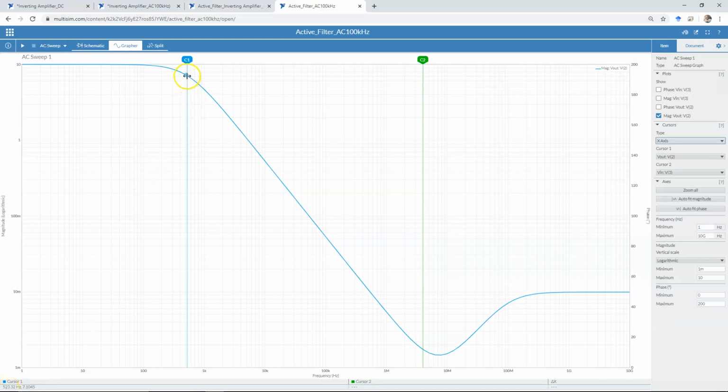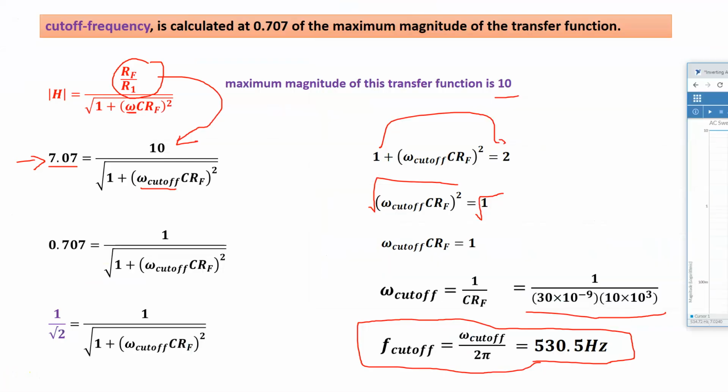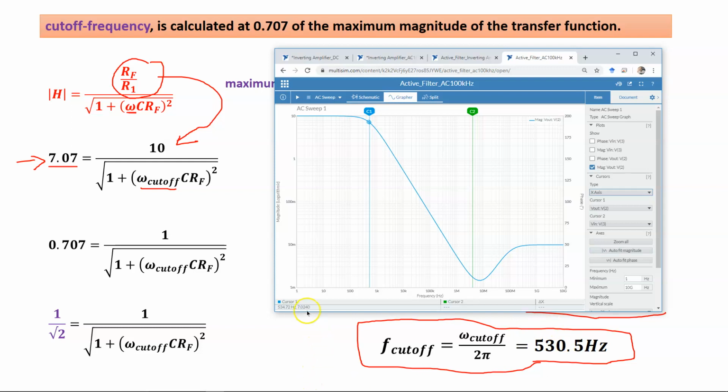If I can adjust this just a little bit. Oh, it's finicky. 7.02 at 534 hertz. 7.07 at 530 hertz, and this simulation is confirming that at 7.07 volts, I can move it close with my cursor, but that's very close. So we see that we calculated our cutoff frequency fairly accurately.